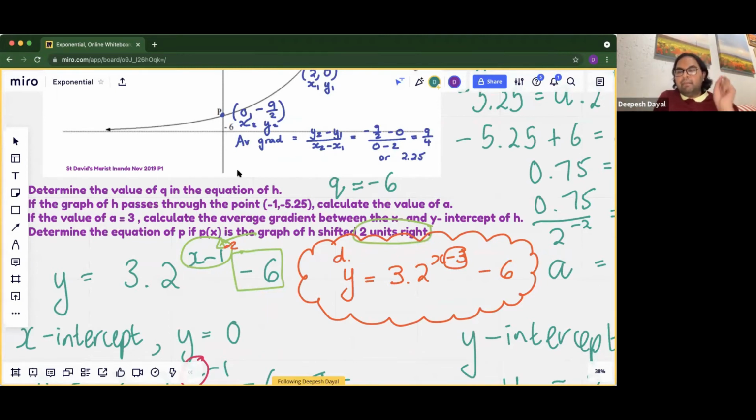Okay, remember what we always said, when something is represented as the denominator or the power, we always change the signs. So if it was originally 1, if we shift it 2 to the right, it's going to be 3. That's why it's x minus 3, because if we change the sign on the power, it's going to be 3. Okay, so it is 2 units to the right, so it is x minus 3. Any questions regarding this? Please do let me know.